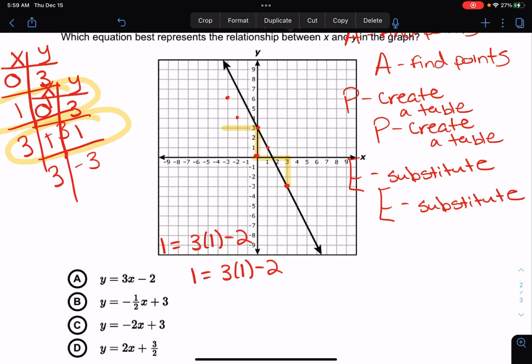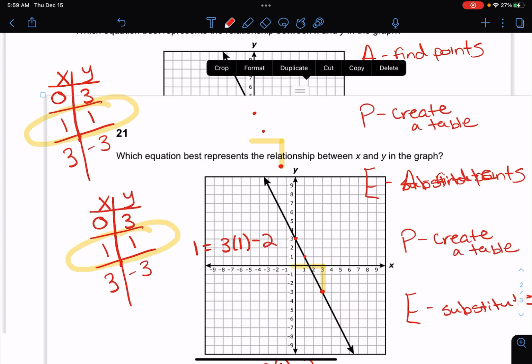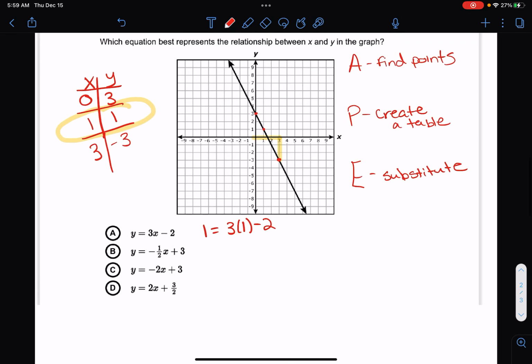Okay, so I have to see which of these is correct. So I have to see if this works. 3 times 1 is 3, minus 2. Well, 3 minus 2 is 1. So that worked. But we have to check if all of these are going to work.